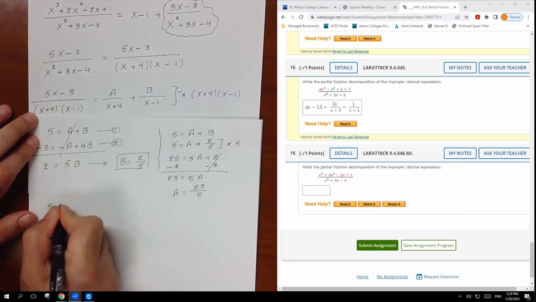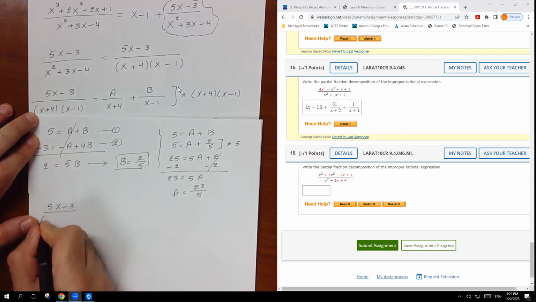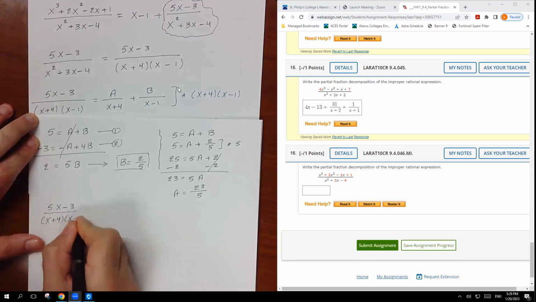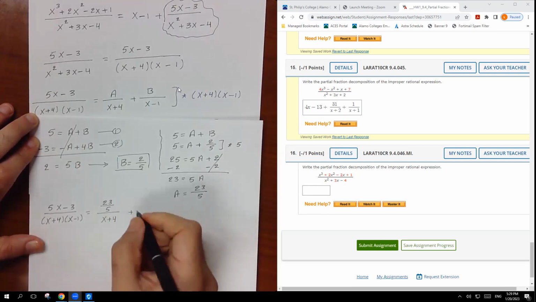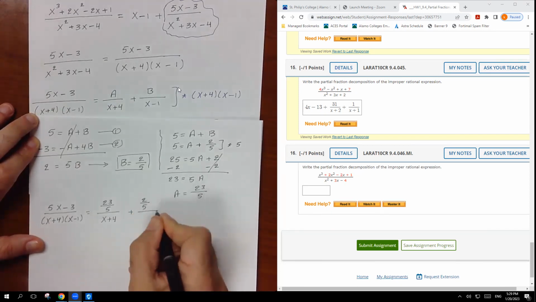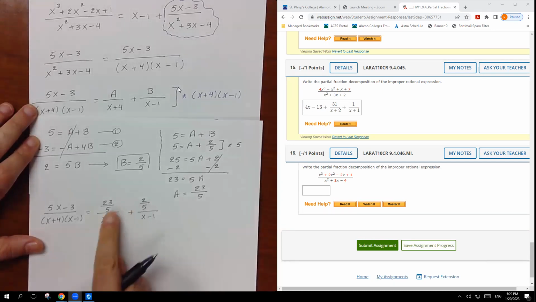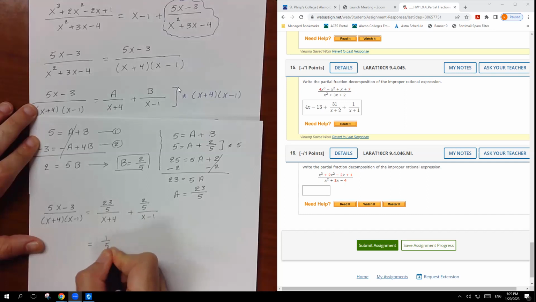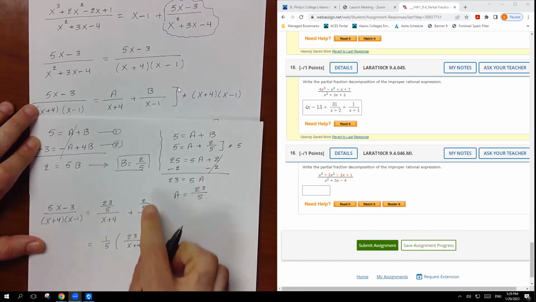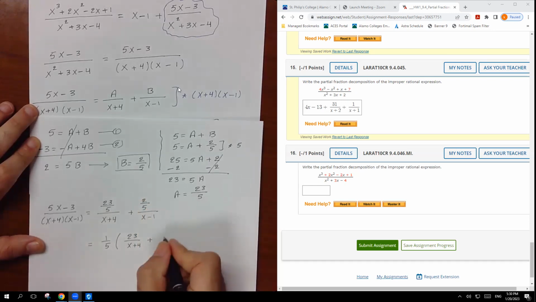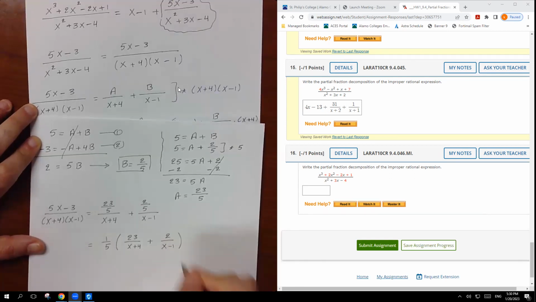That means (5x minus 3) divided by (x plus 4)(x minus 1) is going to be equal to a, which is 23 over 5, divided by x plus 4, plus b, which is 2 over 5, divided by x minus 1. Let's take 1 over 5 out from these two terms. So this is going to be equal to 1 over 5 times (23 over x plus 4 plus 2 over x minus 1). Now we're done with this part.